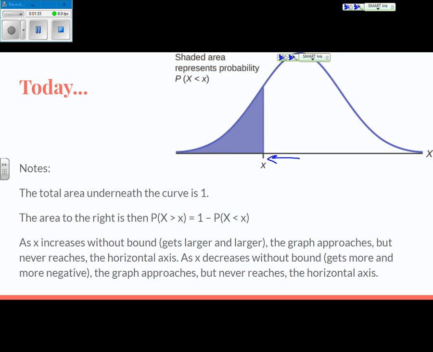So if the area to the left is given, I can just take 1 minus that, and I can get the area that's to the right. So what we're going to run into is we're still going to run into that greater than or less than that we had on the last test.